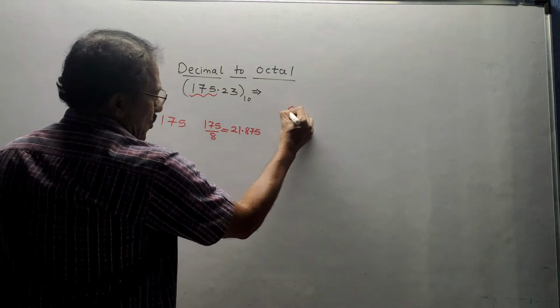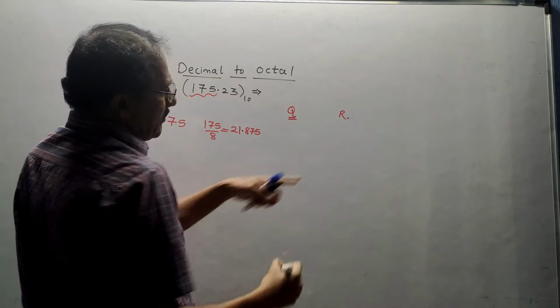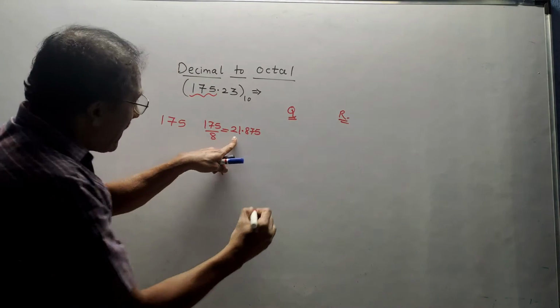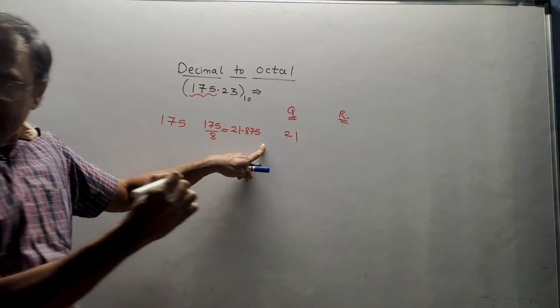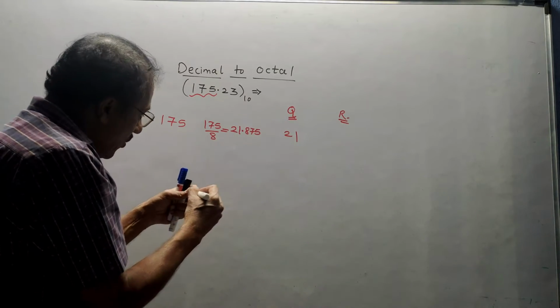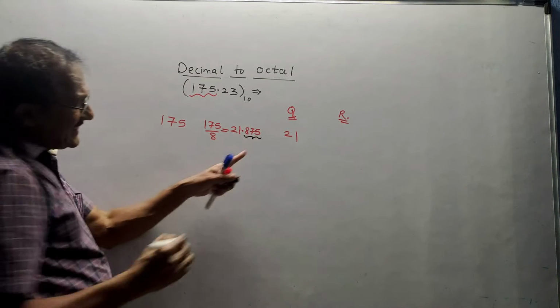Now write the quotient part. I am writing Q for the quotient part. Then write one more column, the remainder part, that is R. So the quotient part is 21. Skip the part after the decimal point. So the quotient is 21. Now similar to the previous case, this number is 0.875.